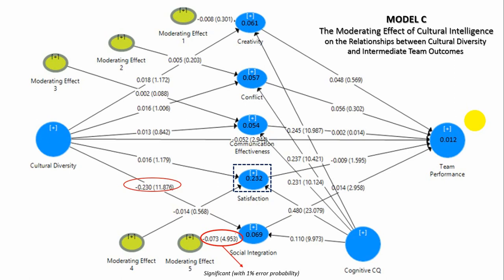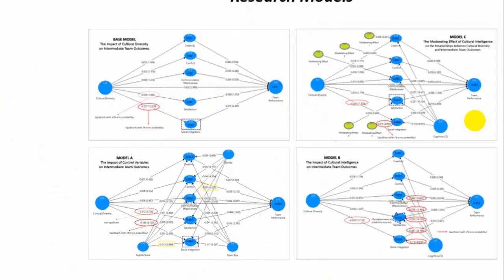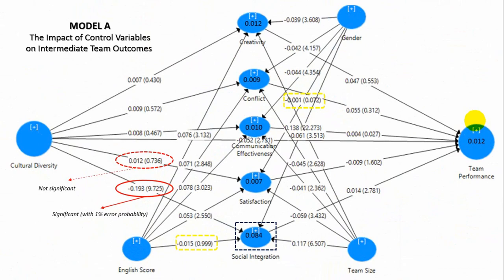These results are totally interrelated with the results obtained from the base model. That's why we think that team members with a greater willingness to learn new cultures and readiness to interact effectively in global virtual teams can more likely overcome cultural barriers towards normal social integration. Those high levels of CQ would help to diminish the influence of cultural diversity on social integration obtained from the base model.